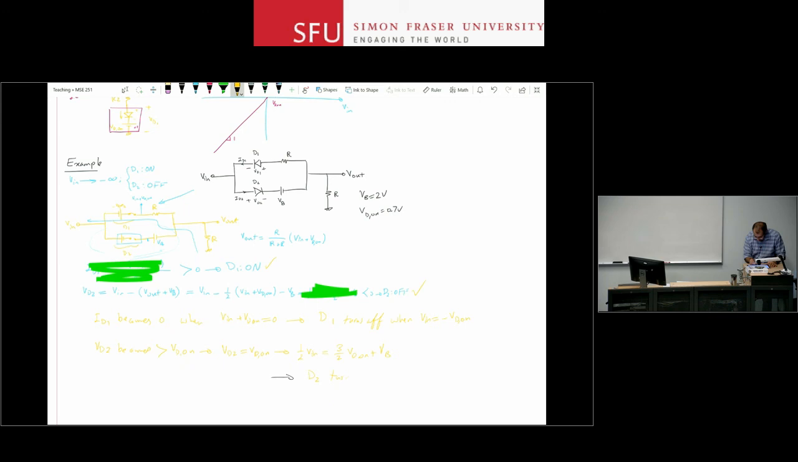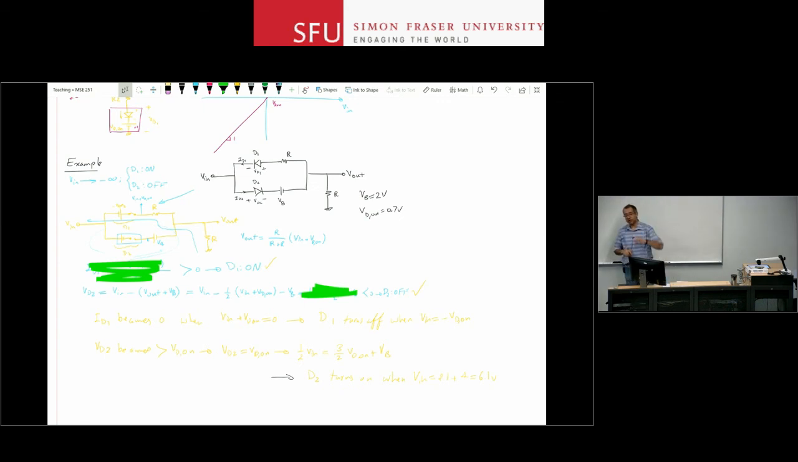D2 turns on when V in is equal to 3 VD on, 2.1 plus 4, so 6.1 volts. Okay, so recall that I'm increasing V in from a large negative value.